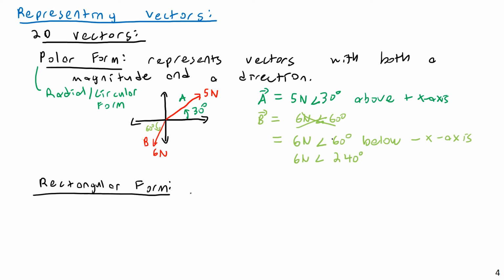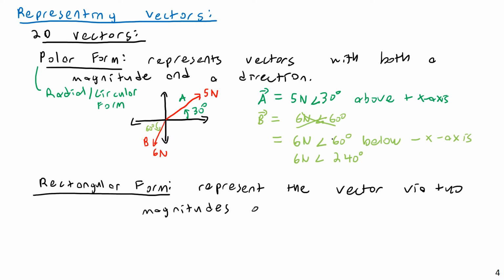And this represents the vector via individual magnitudes with no angles. Here you represent the vector via two magnitudes on perpendicular axes. A set of perpendicular axes.